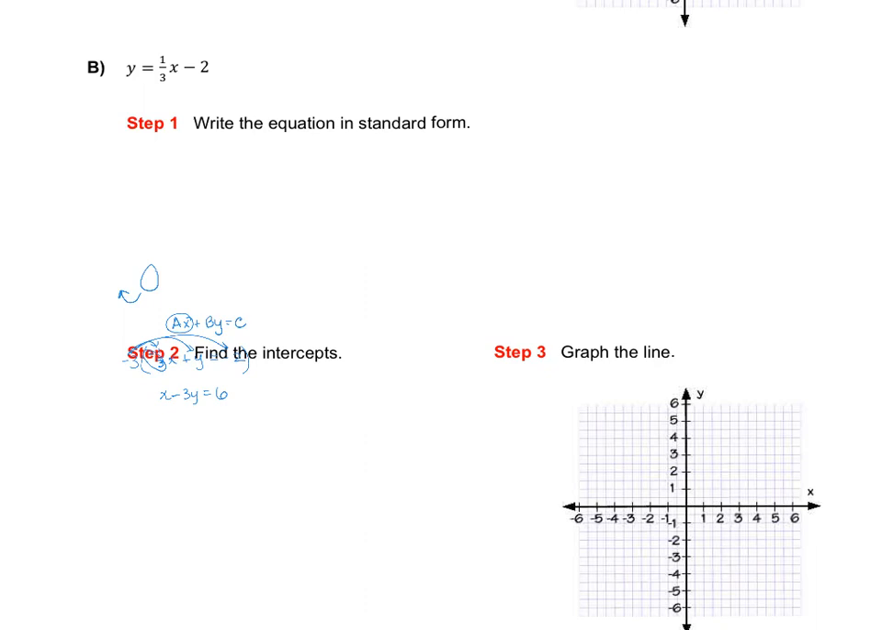So if I'm looking for the x-intercept, then I'm going to cover up the y, and I already see that my x-intercept is 6. Let me write that again. If I'm finding the y-intercept, then I'm going to cover up the x. And so I get negative 3y equals 6, divide both sides by negative 3, and y equals negative 2. And I can make these ordered pairs, 6, 0, and 0, negative 2. And I can graph that, 6, 0, and 0, negative 2. And there's my line.